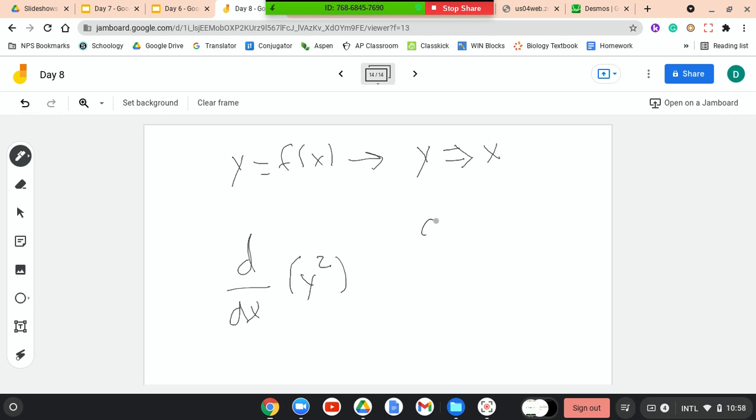Let's look at Leibniz notation. Leibniz notation tells us that if we want to do the chain rule, we take the derivative of y with respect to some other function times the derivative of y with respect to x. Remember Leibniz notation?